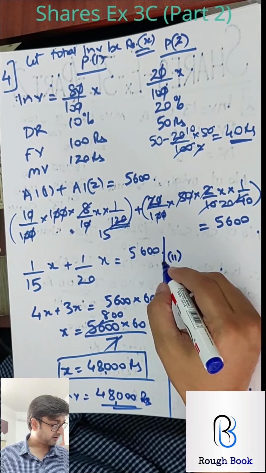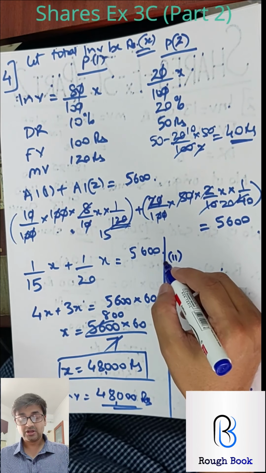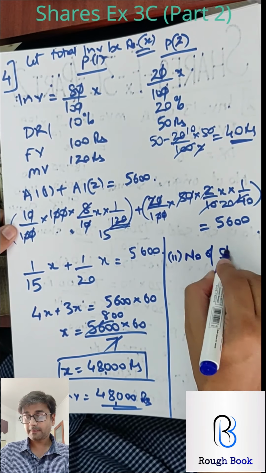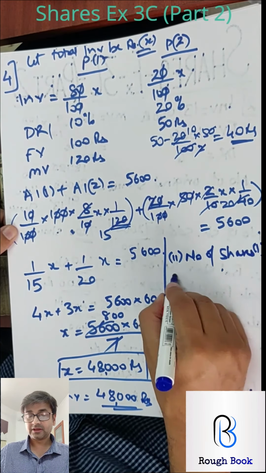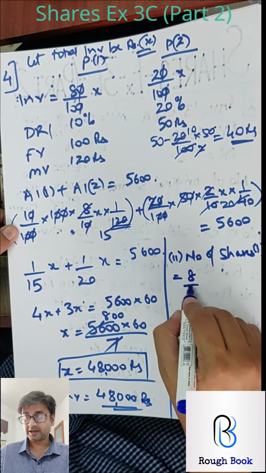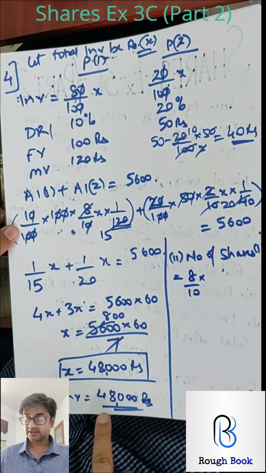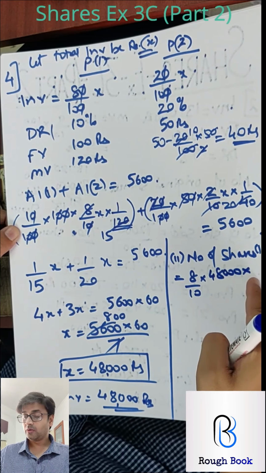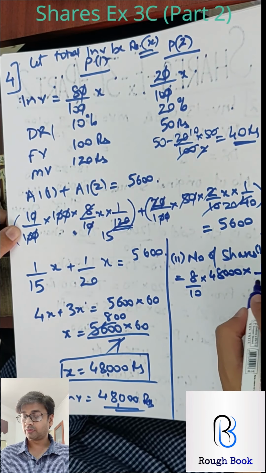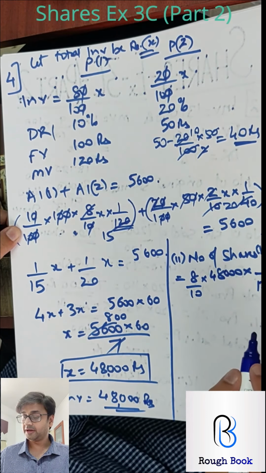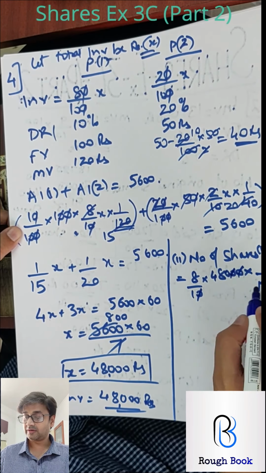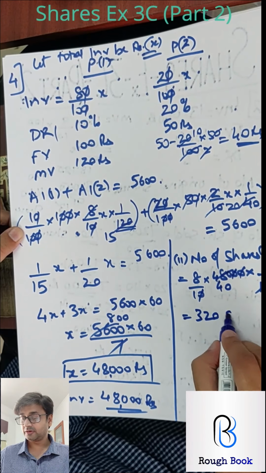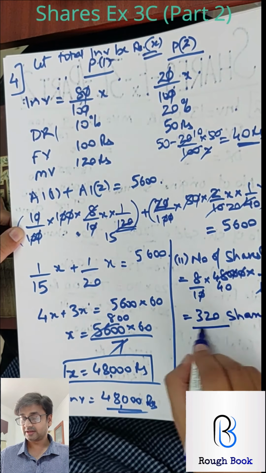The second part is the number of shares of the first kind bought. So first kind is this. So number of shares of type 1 will be investment, so 8 by 10 into X, X is 48,000, divided by market value. When I multiply, it becomes the reciprocal, 1 by 120. Are you getting it? So 8 fours are 32, and 1 0, 320 shares.